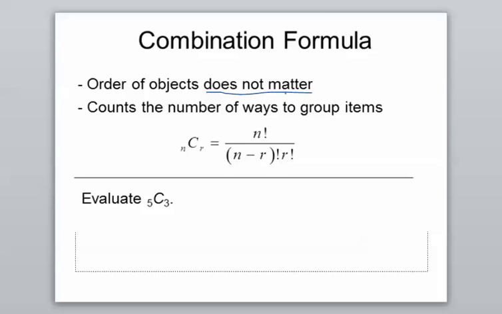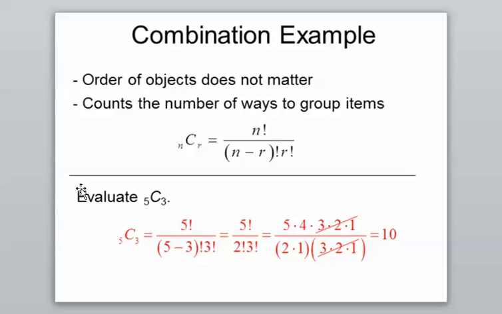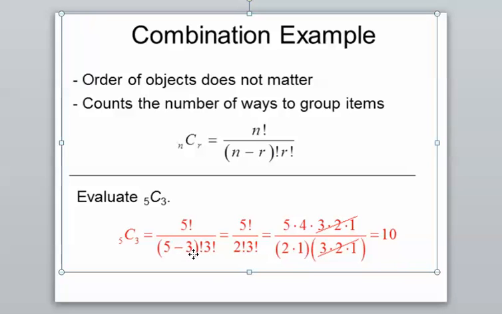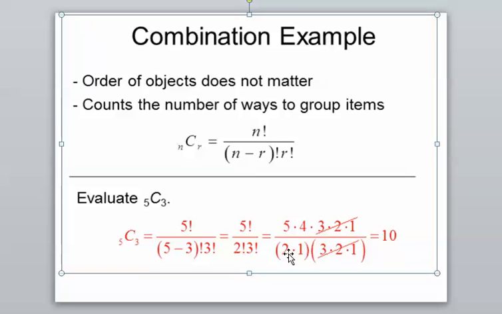Let's see if we can do a couple of these. Okay, so we're going to have order not mattering in the objects. We're going to take 5 factorial divided by 5 minus 3 factorial times 3 factorial. Well, that's 5 and 2 and 3. So 5 times 4 times 3 factorial, canceling out the 3 factorial. 2 goes into the 4 two times, and I'll have 5 times 2. That's 10. Well, that wasn't too hard to figure out.